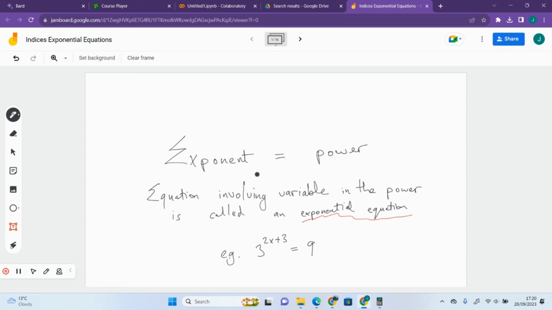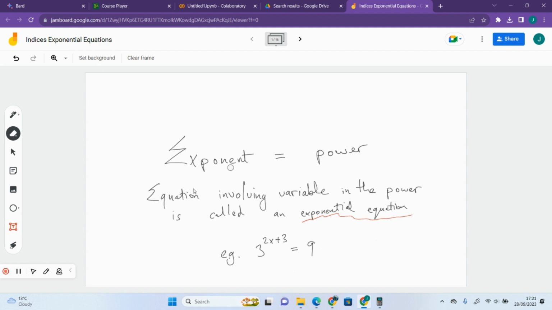Okay, so this video is on exponential equations within indices. An exponent is just a power. So 2 to the power 9, the exponent there is the 9. That's all an exponent is.